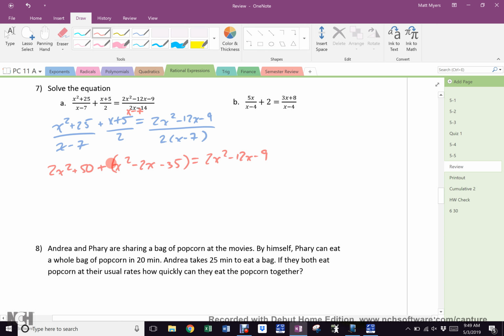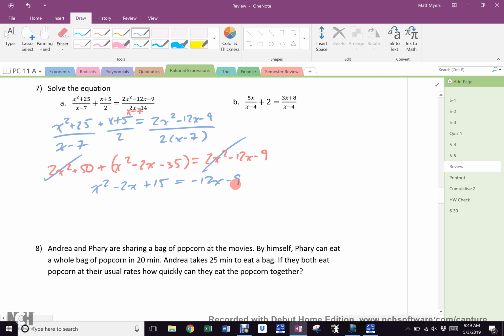Does it matter? If I collect this, then I'm canceling that out and I'm left with an x squared anyway, right? So I can go ahead and cancel there. Goodbye, goodbye. 50 minus 35, what's that? x squared minus 2x plus 15 equals negative 12x minus 9.